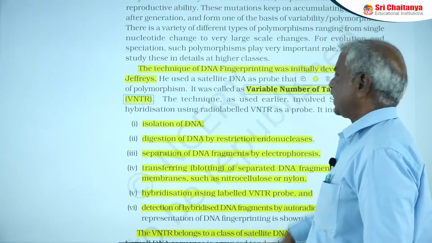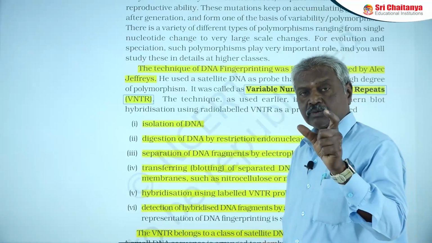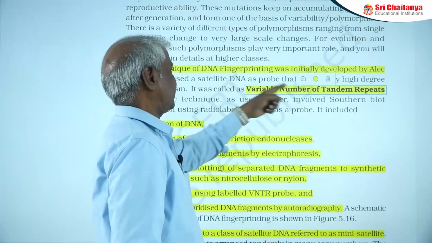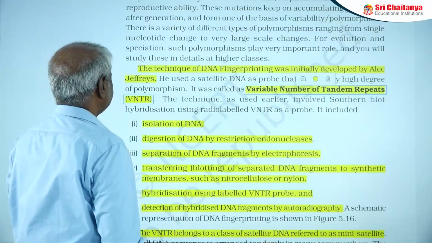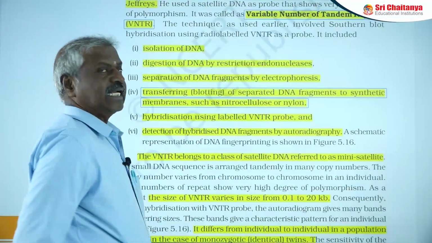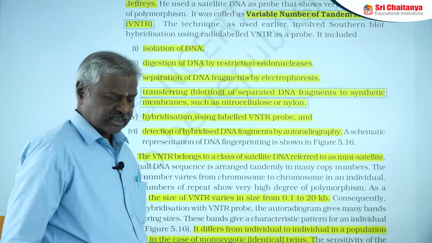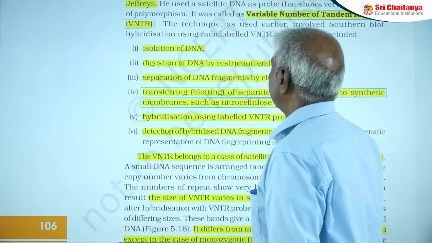Tandem repeats means there is a fragment of DNA with a particular length, with a number, that is repeatedly repeated. These are the genetic markers. Now, how to take these genetic markers outside? How to go for the protocol of DNA fingerprinting?